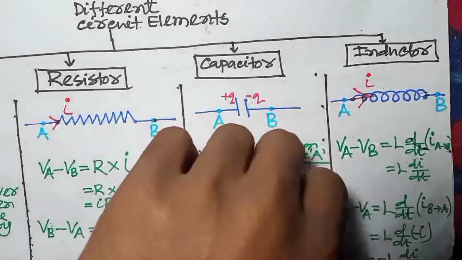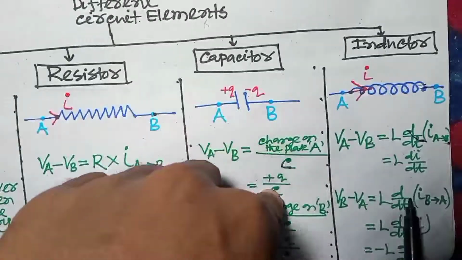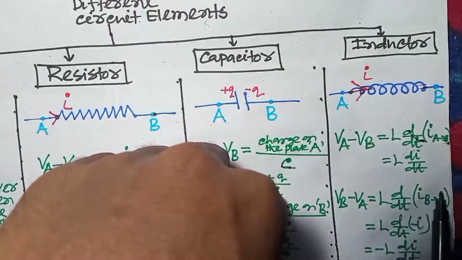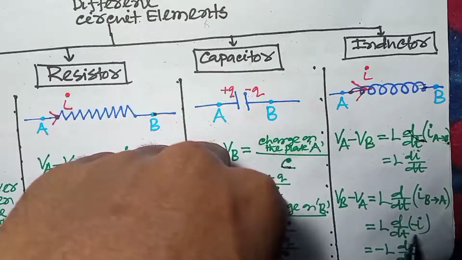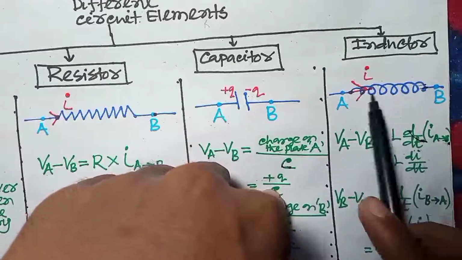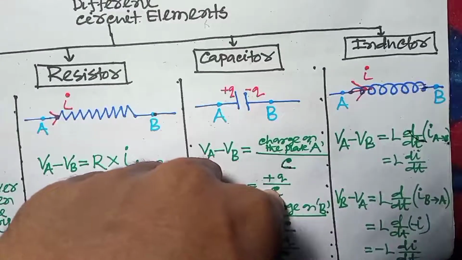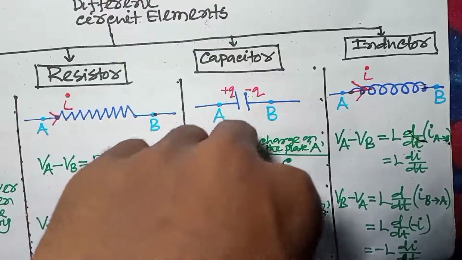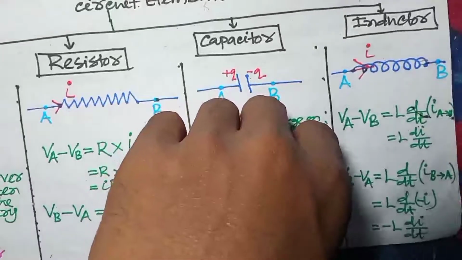Similarly, when I am writing VB minus VA, it will be L into d by dt of the current which is flowing from B to A. That is minus I, as current I is flowing from A to B. So it will be minus L di by dt.